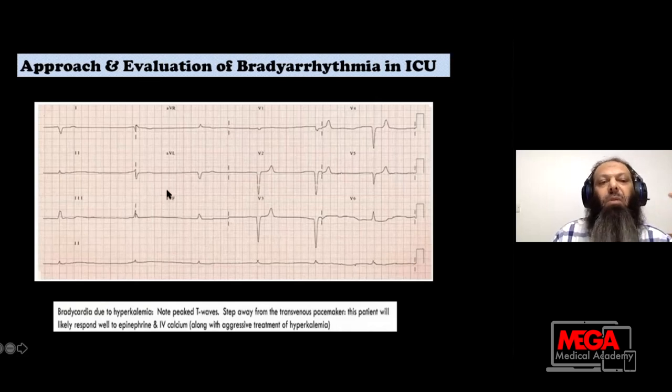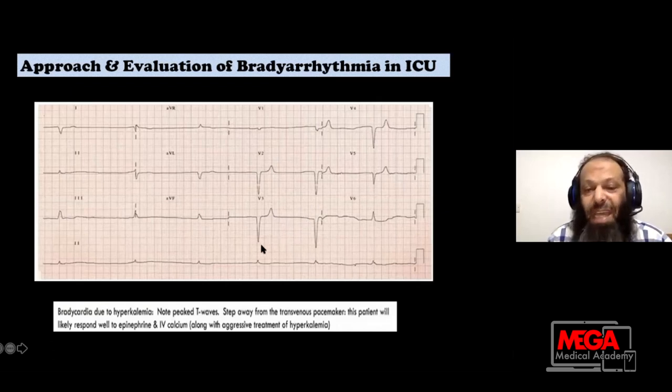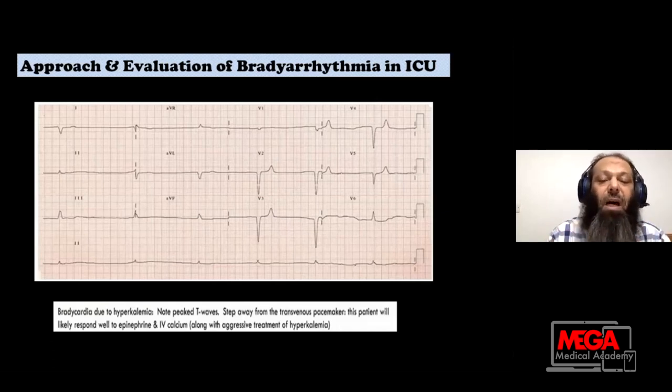So when you go for the interpretation, the patient is bradycardic, heart rate less than 50, there is no P wave, and something alarming here is peaked T wave. So peaked T wave, absent P wave, and bradycardia should raise hyperkalemia in the differential diagnosis. And as I told you, if the patient is shocked, now we are dealing with BRASH syndrome.